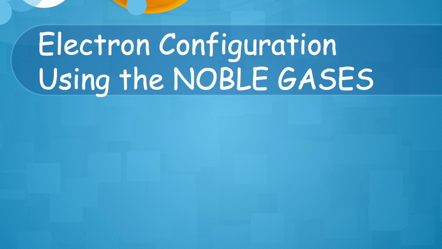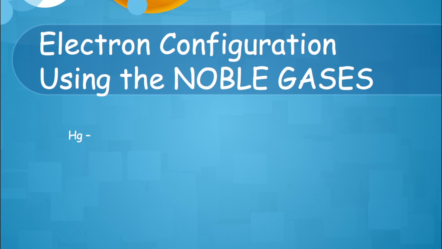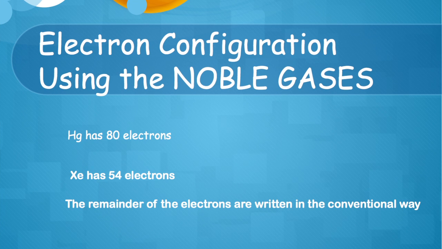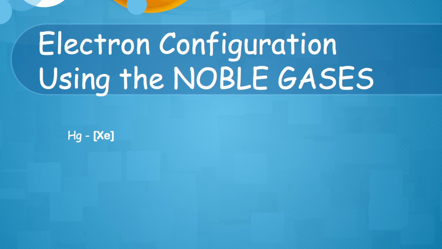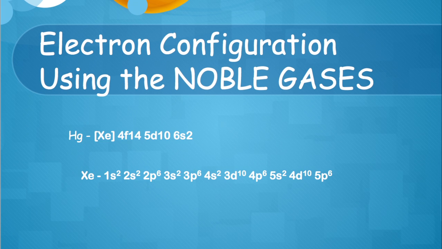So we're going to use the noble gases. And what I mean by this is that we're going to use the amount of electrons that each noble gas has in order to add up the total amount of electrons. Remember that mercury has 80 electrons and xenon has 54. We can write the xenon as having the 54, and then we write the rest of the electrons using the conventional way. This is an equally correct way of writing an electron configuration without having to write the whole conventional way, which would obviously take a lot more time.